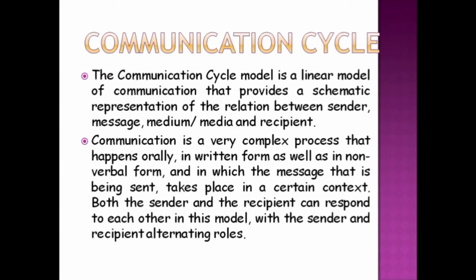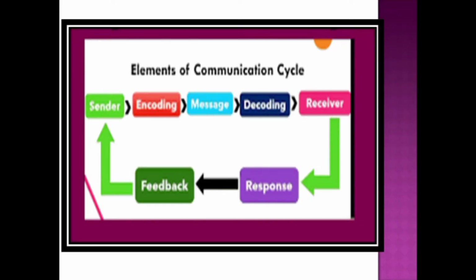Here we will discuss the communication cycle. The communication cycle model is a linear model of communication that provides a systematic representation of the relation between sender, message, medium, media, and the recipient. Communication is a very complex process that happens orally, in written forms as well as in non-verbal forms, and in which the message being sent takes place in a certain context. Both the sender and the recipient can respond to each other in this model, with the sender and the recipient alternating roles. Now, here are a few elements of the communication cycle.